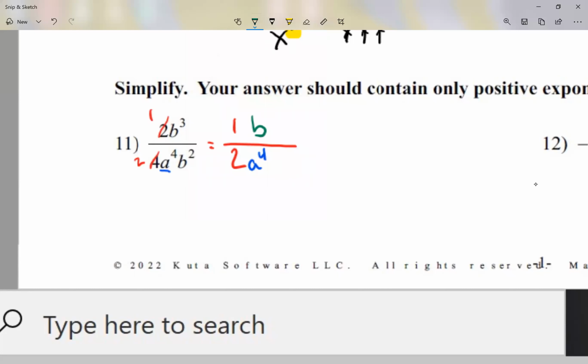Notice how my exponent I chose not to write. All right, the 1 we don't have to write. So that's it. My answer is just going to be B over 2A to the 4th. Right, the 1 on the top, again, is optional. And my 1 as an exponent is optional.